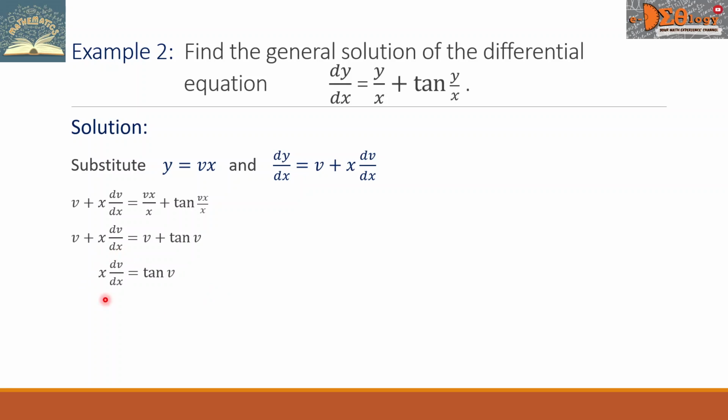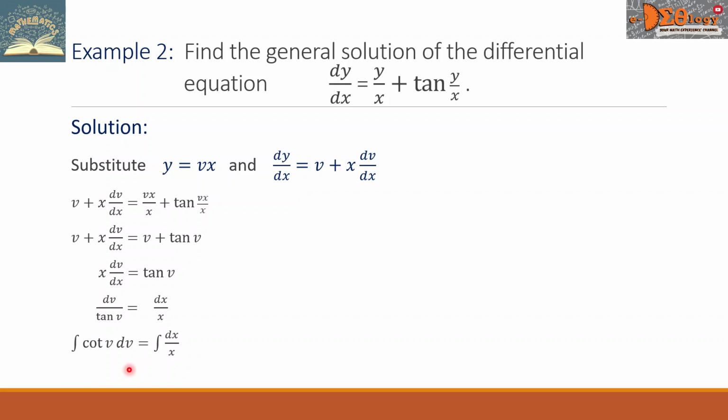And from here, we will do separation of variables. We will do cross multiplication, and the new equation becomes like this, dv over tangent v equals dx over x. On the left side, we can apply a trigonometric identity. So the left side now becomes cotangent v dv equals dx over x.